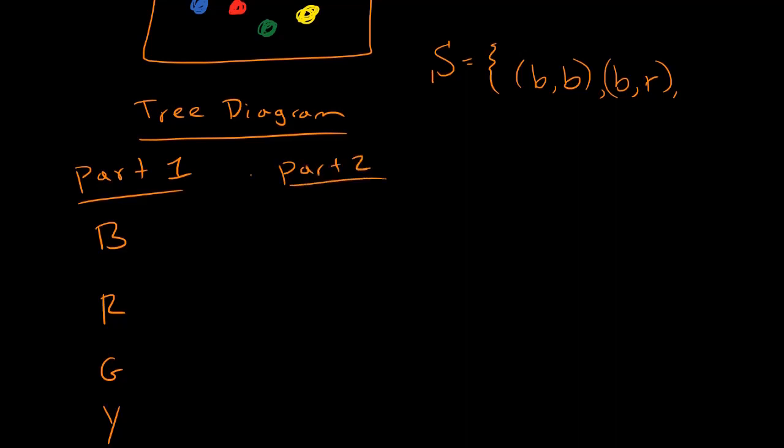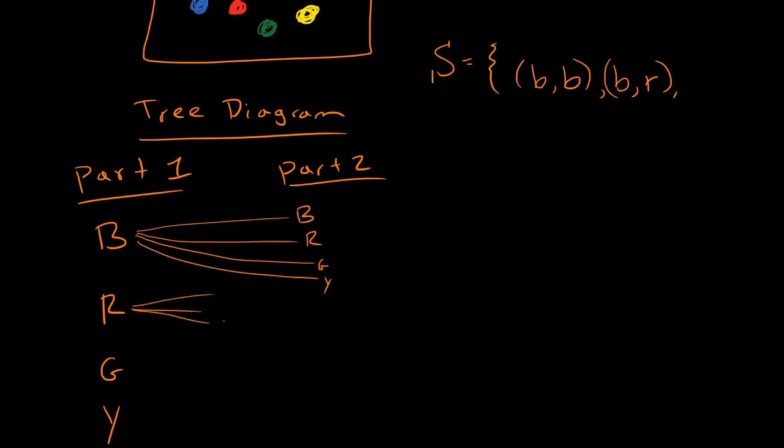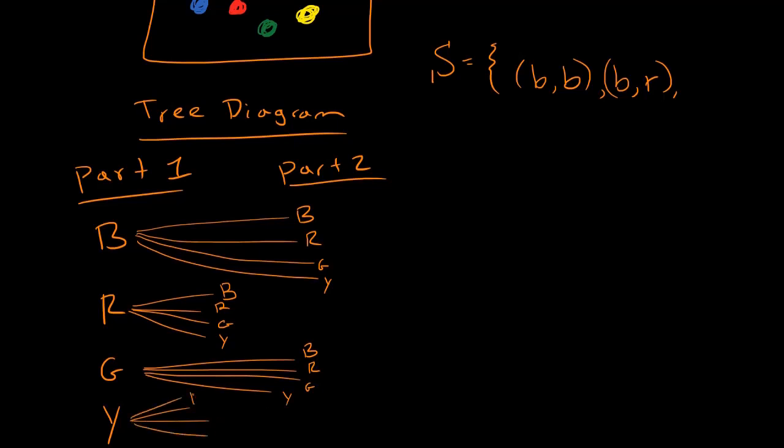In part 2 of the experiment, if I got the blue ball first, I could get the blue ball again. I could get the red ball. I could get the green ball, or I could get the yellow ball. Okay, if I got the red ball first, I have the same 4 branches, right? For the second part of the experiment, I could get blue, red, green, or yellow. If I had the green one first, I have the same 4 branches. The second ball could still be blue, red, green, or yellow. And then if I had the yellow ball first, the second ball could be blue, red, green, or yellow.